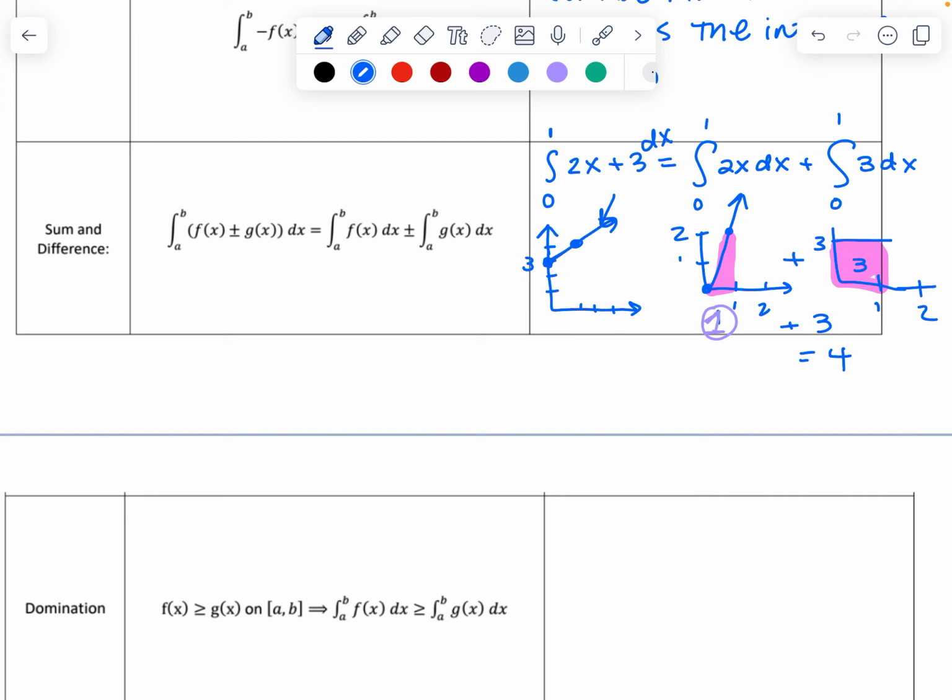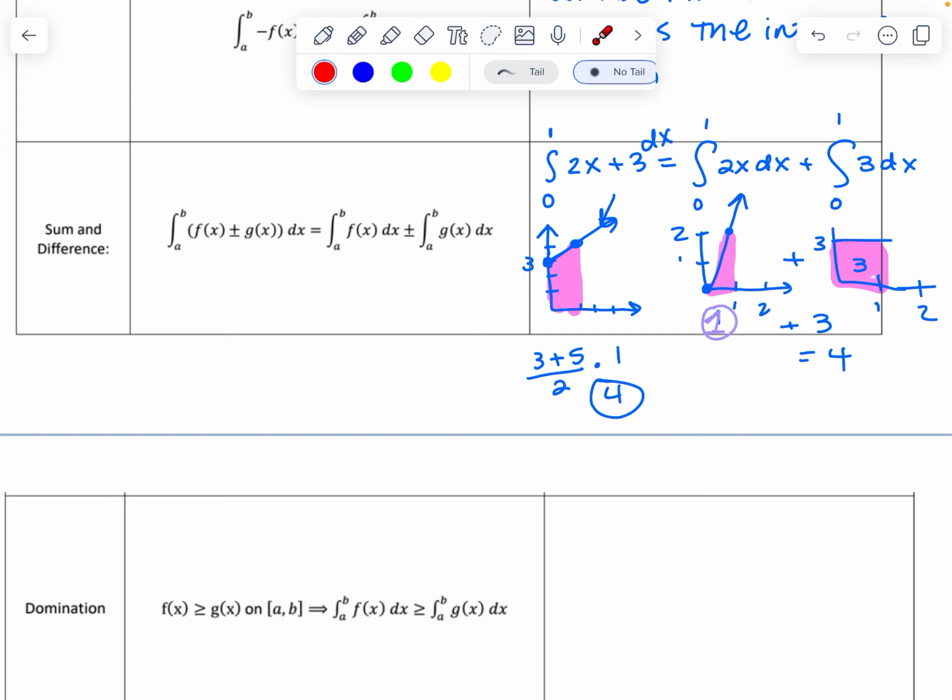Okay, so this is what this one looks like. This actually makes a trapezoid. I just didn't graph it correctly. So this trapezoid is 3 plus 5 divided by 2 times the base, which is 1. So this is 4. Okay, sorry, so this equals 4. Do you see how 1 plus 3 also equals 4? That's just like me separating them. You'll get the same answer. Sorry if I misled you here. Also, if it was subtraction, it would work the same way.